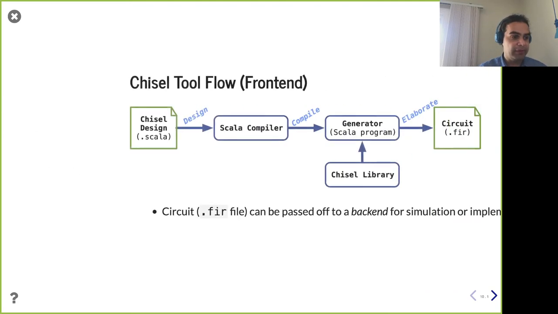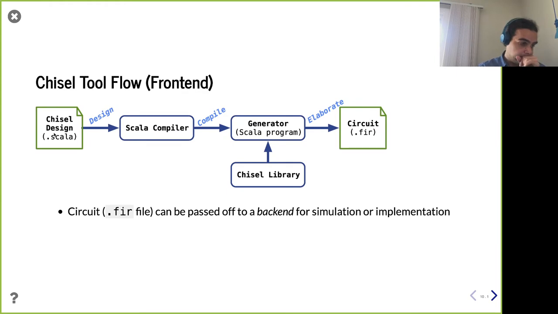Okay, so maybe this diagram helps you see it. As I said, if you have a Chisel design, it's a valid Scala program. So as a human, you write a .scala file. That's your design. Pass that to the Scala compiler, and the Scala compiler compiles it and makes a program. And that program, even if it's not parameterized, is still a generator. It's going to generate hardware. In particular, it's going to create what we call a circuit. And this circuit is a description of the hardware. Technically, it's an intermediate representation we call FIRRTL, and it has a .fir file, which you can pass on to other tools to actually turn into various outputs.